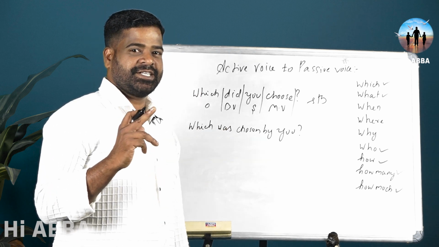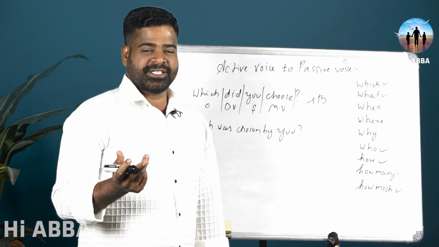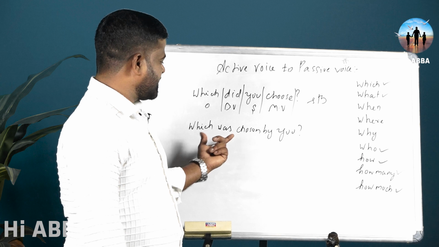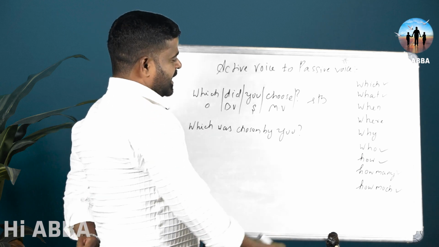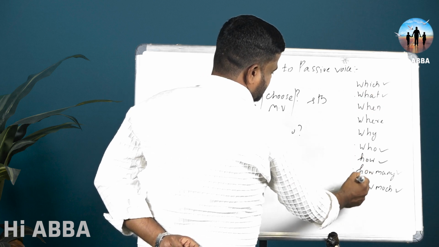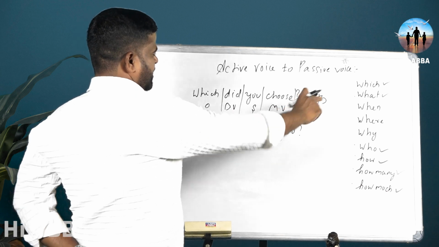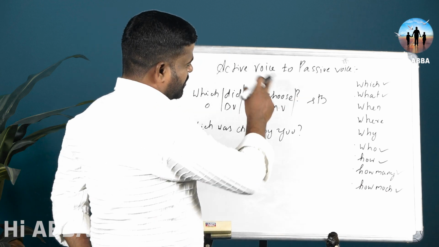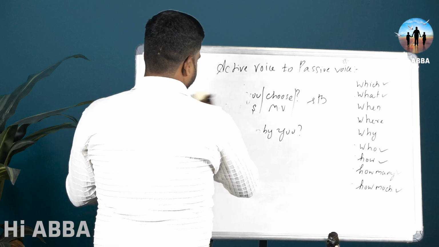So understand my dear friends, sometimes a WH question itself will be considered as an object. Therefore we will have to treat it as an object and change it into passive voice. As I have ticked here, these are the question forms. WH question forms can be considered as an object. Now we have seen an example for which, we will see an example for what. Now consider this sentence.